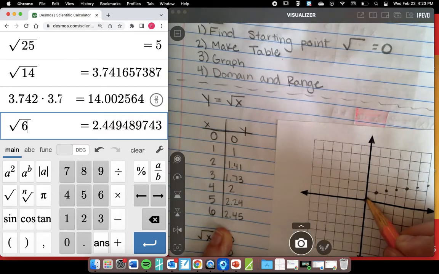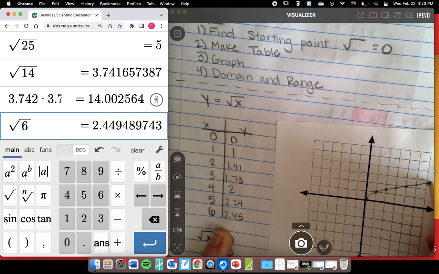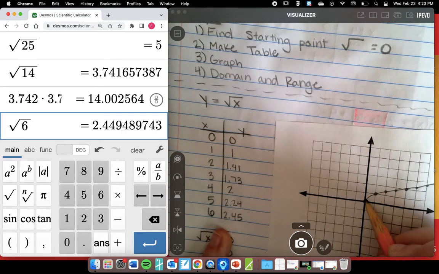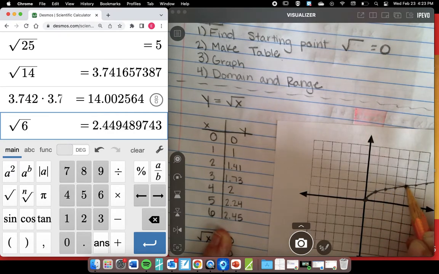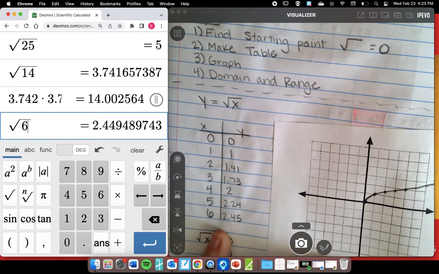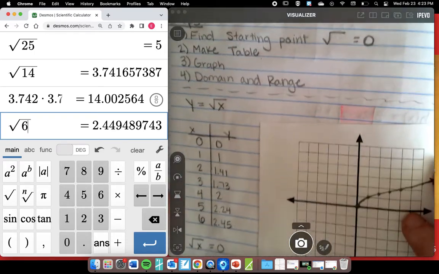So this one is going to go up, and it only has one arrow. It's going to go in that direction from the starting point, and we have a curve. It's really important that it is curved, with the arrow going in that direction.